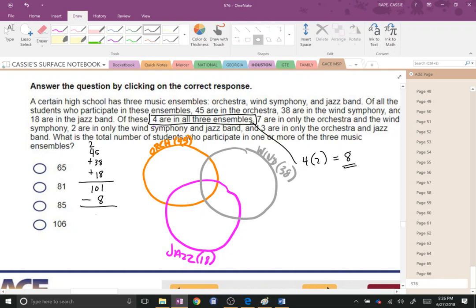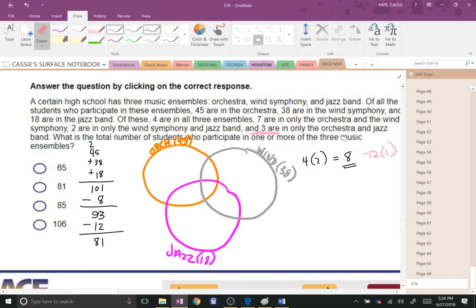So if you subtract 8, that would be 93. And then there are 7 plus 2, which is 9, plus 3, which is 12. There are 12 that got counted twice, but should only have been counted once. So you've got to subtract 12 times 1, that extra time that they were counted. And so that would be minus 12, which would be 81.